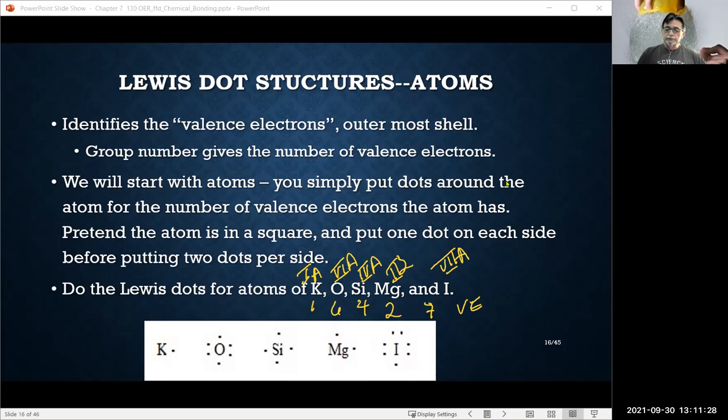Now keep in mind, all the chemistry, everything that's happening chemical-wise is occurring with the valence electrons. That's where all the action is, okay? That's where all the action is. All right, so let me clear this up.